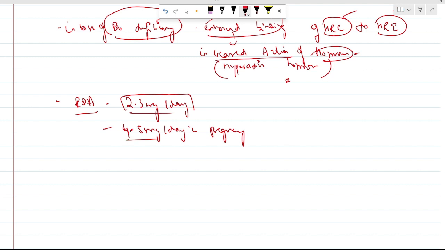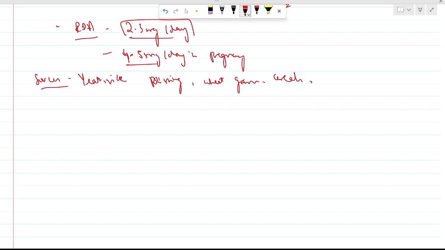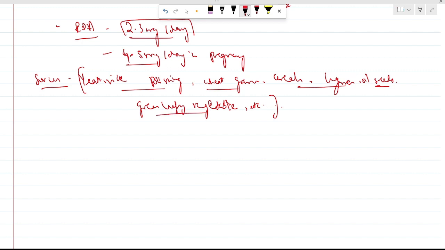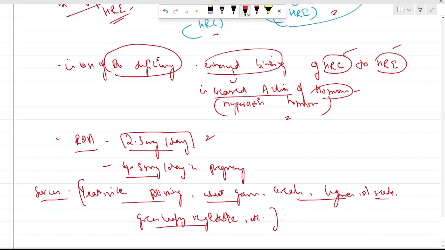One last thing we are going to see is the important sources. These are yeast, rice polishing, wheat grams, cereals, legumes, oil seeds, green leafy vegetables, etc. So various types of food contain B6. We need to have a complete balanced diet of everything to attain the required 2 to 3 milligrams per day of vitamin B6. With this we conclude our discussion.